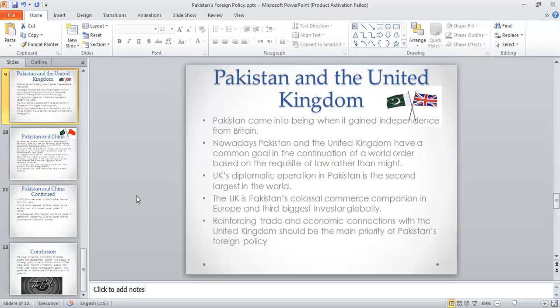current GSP Plus states. Moreover, Pakistan is required to upgrade its trade relations with the UK so it can fulfill the UK's import demands. Reinforcing trade and economic connections with the United Kingdom should be the main priority of Pakistan's foreign policy, as this bankable designation can help raise national exports to the necessary level.